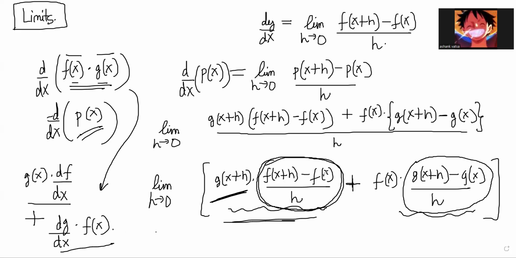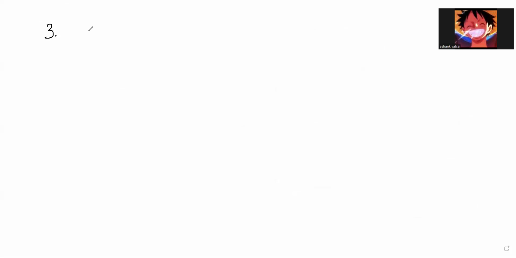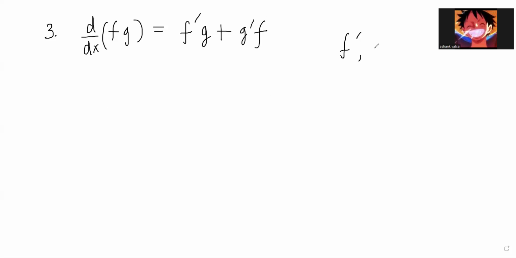But obviously when you do questions, we need to find the derivative quickly. So we don't need to do the limit method all the time, right? Yeah. So that's why we are learning the rules. So third rule is basically product rule. d by dx of f and g is equal to f dash g plus g dash f. Here f dash and g dash mean the derivative of f and g with respect to x, right? Yeah.